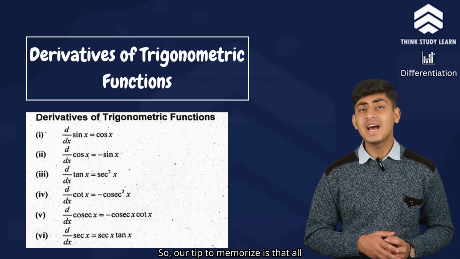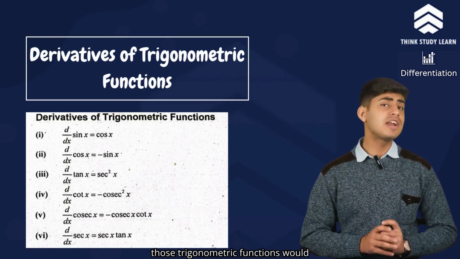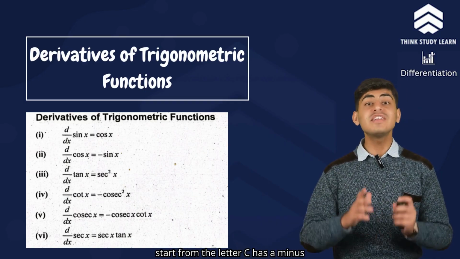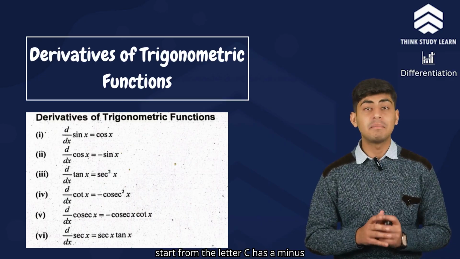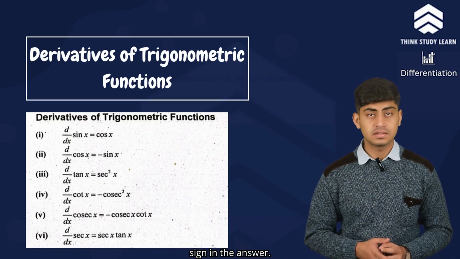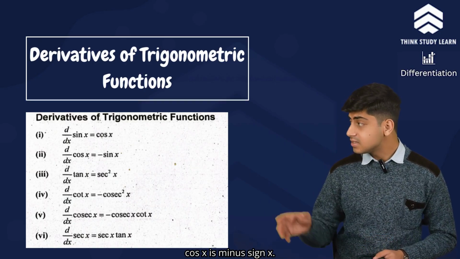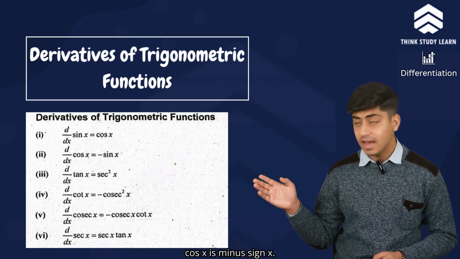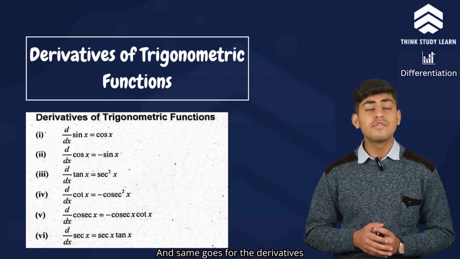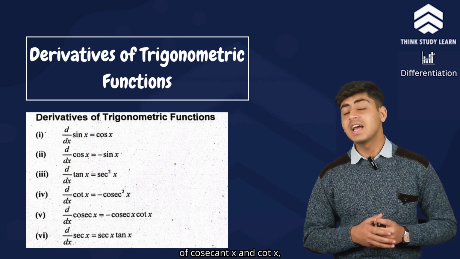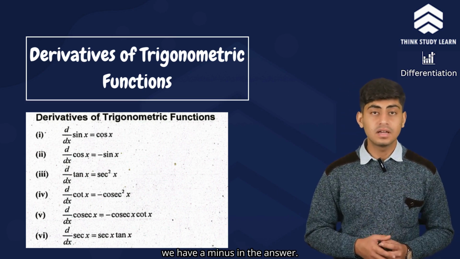So, a tip to memorize is that all those trigonometric functions which start from the letter C have a minus in the answer. As you can see, the derivative of cos x is minus sine x. And same goes for the derivatives of cosecant x and cot x. We have a minus in the answer.